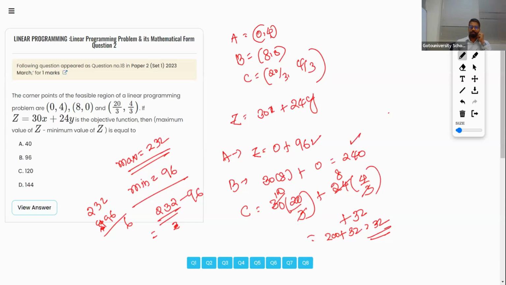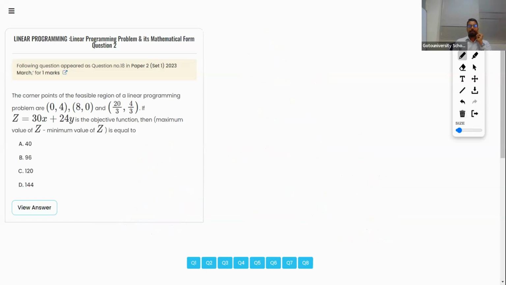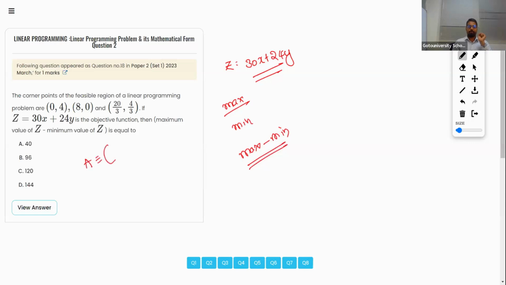So 240 is also there now. Let me do it clearly. So our question here is, our optimization function is either to maximize this or minimize this. Am I right? So first we have to understand which one will give you maximum and which one will give you minimum, and we have to subtract maximum minus minimum. That is the question here. For that we need to have the corner points. The corner points are given as, let this be A, let this be B, let this be C.